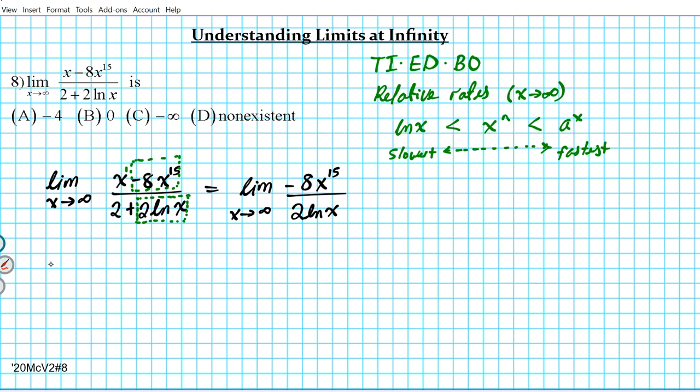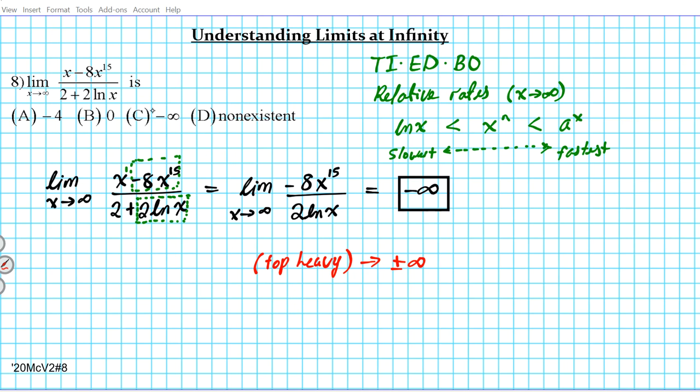Let's put a note right here. This is top heavy. And when it's top heavy, it's plus or minus infinity, right? But we have a minus here that automatically tells us that we're going to have negative infinity as the answer to question number 8. So what is our answer?